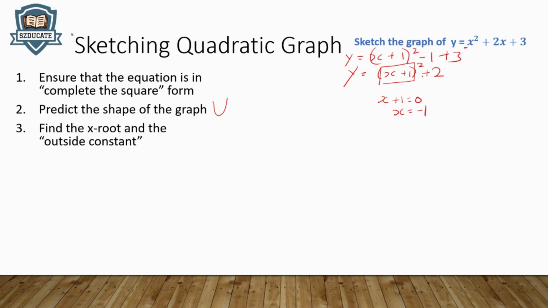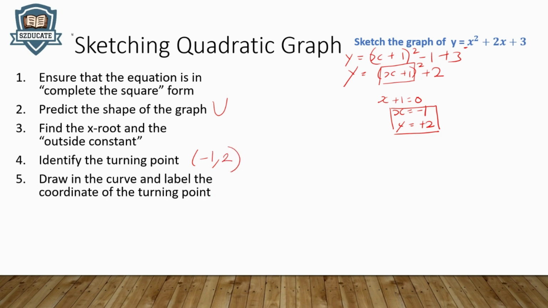And your outside constant is the number that is outside your square. This is your square. The number outside is your plus 2. So I call this my outside constant. So y equals plus 2. I'm just going to box this, because this links to my fourth step, which is to identify the turning point. In this case, my turning point has x coordinate minus 1, and y coordinate 2.